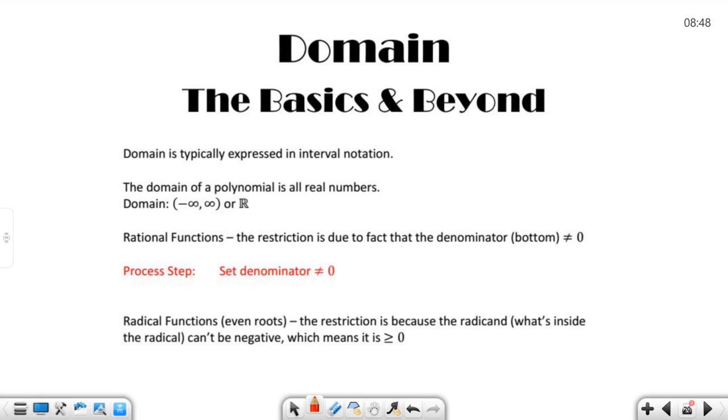So then guess what my process step is going to look like on this one? My process step is going to be to set the radicand greater than or equal to 0. Again, just drop the radical off of it. It doesn't matter what else is there. Drop the radical off of it and then say that has to be greater than or equal to 0. And that may be part of your domain. You may have to do some other things if the rest of it has something else like a fraction or something else in it.